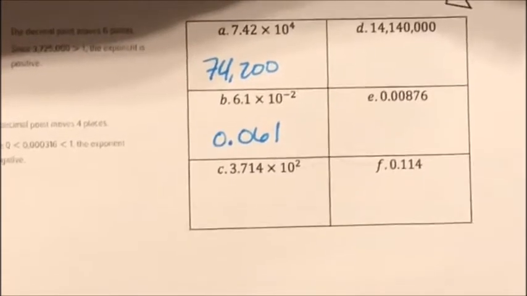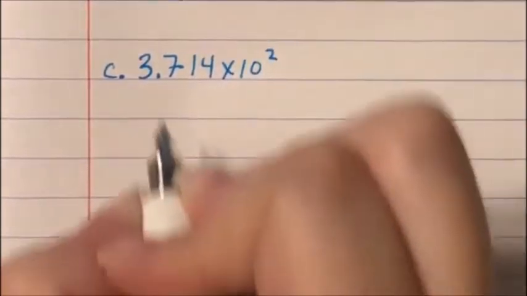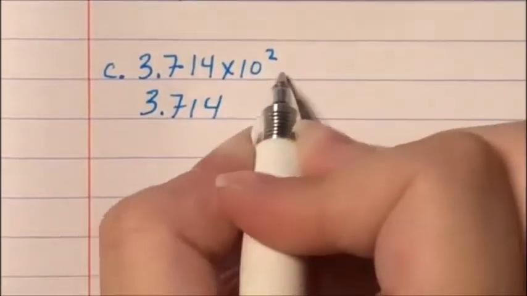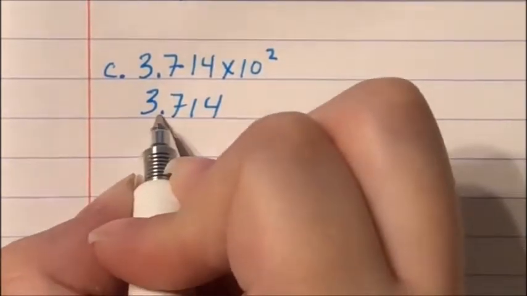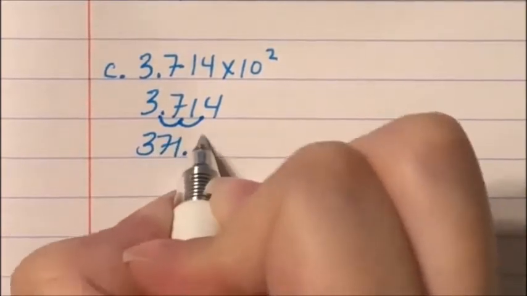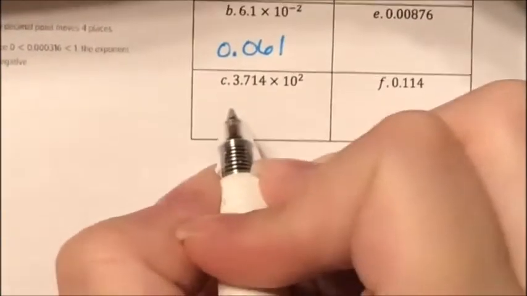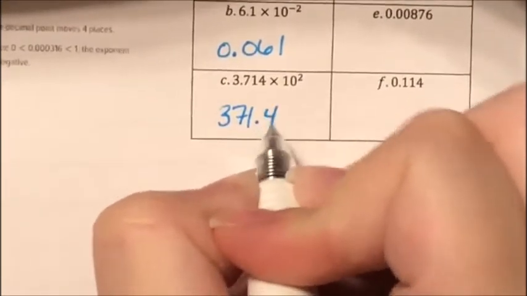Okay. For letter C, I have 3.714 times 10 squared. So I'm going to rewrite my number. It tells me I'm moving to the right. I move 2, 1, 2. I get 371.4. Okay? So that's my answer for C.